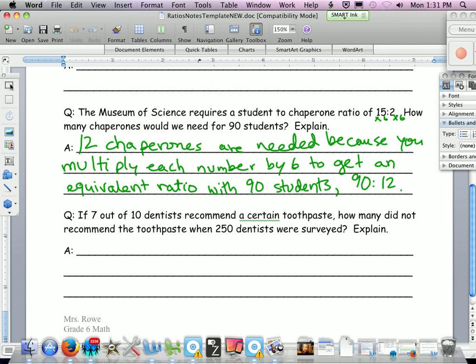Now here's where we can differ on where we go from here. We could multiply this by 25 as well, and then we could subtract. Or we could find out if 7 out of 10 dentists recommend it, how many out of 10 do not recommend it, and use our multiplier of 25. So do you want to multiply first, or do you want to multiply after subtracting? Multiply after subtracting. So after subtracting, if 7 out of 10 do recommend it, how many out of 10 do not recommend it? 3 out of 10.